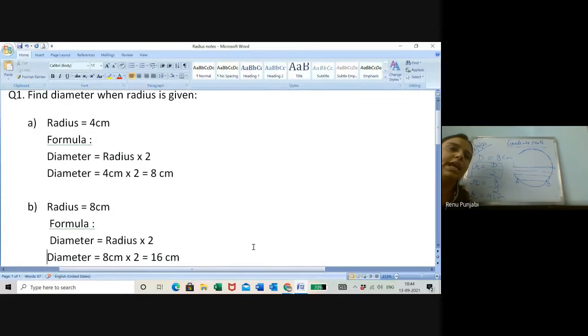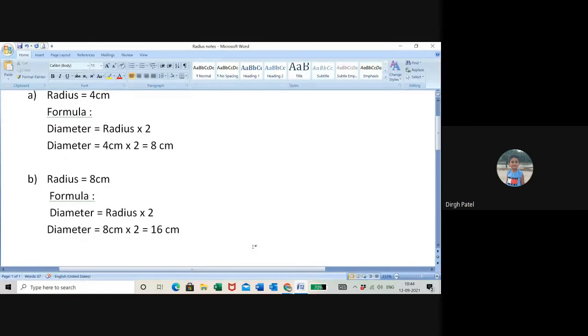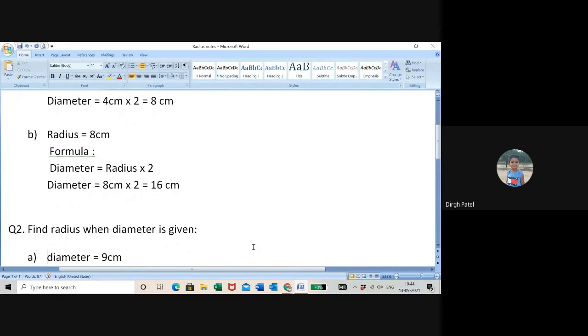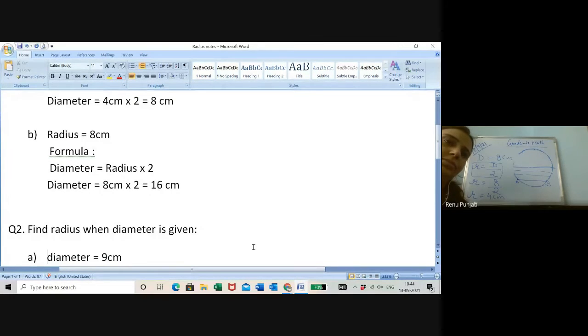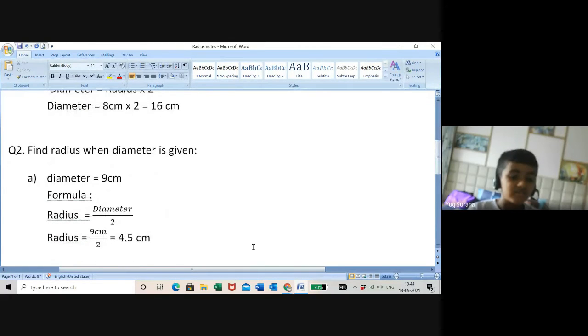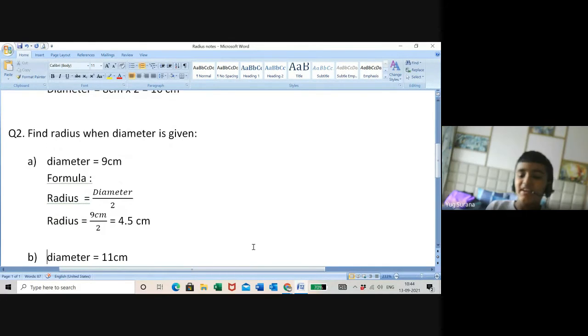Students, be fast so that I can scroll down. Can you see? Done. Can you scroll down to the next question? Which question? Next question: find the radius when the diameter is given. Ma'am, can you show once?